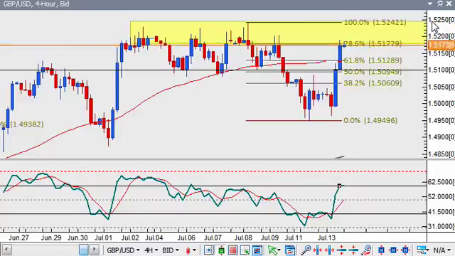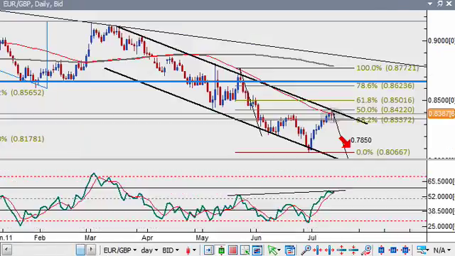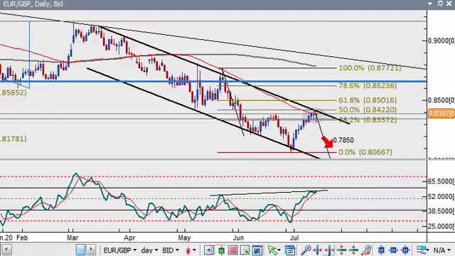If it breaks above 1.5250, that's the outer range of this resistance. So if it breaks above 1.5250, it may go to 1.55. Okay, so that's the pound dollar. And now let's take a look at the euro pound, because we saw the euro dollar and the pound dollar.